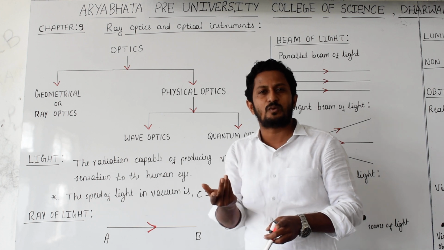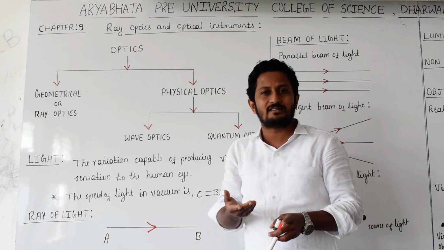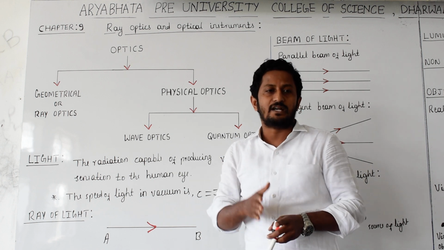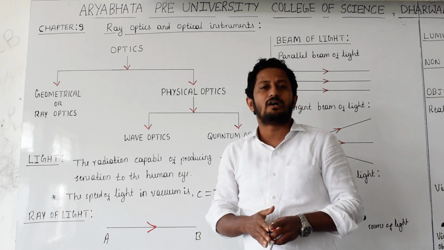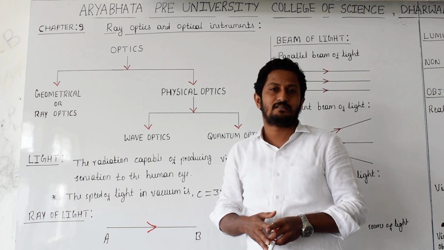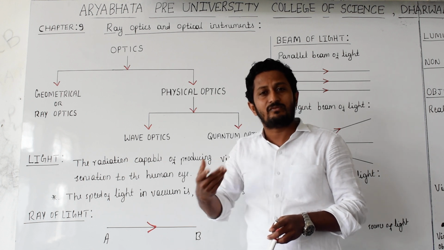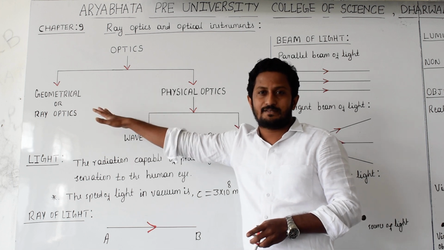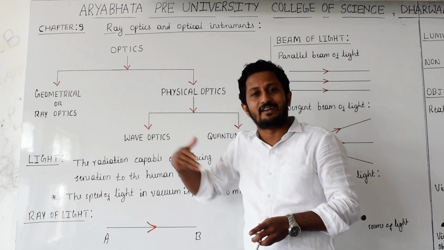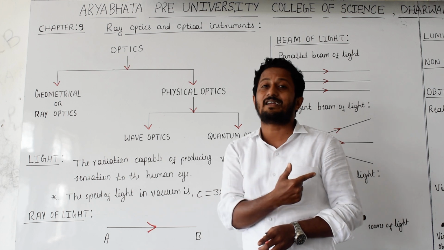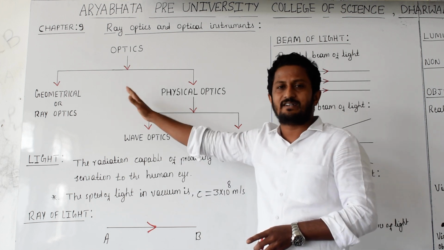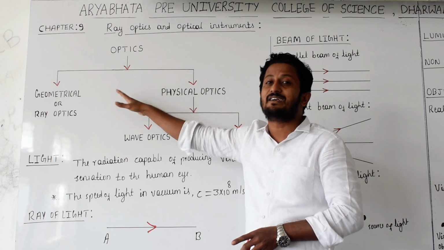Ray concept means what? We are going to treat light as a ray. I mean, it is moving along a straight line path. That's why we call it ray optics. Means in that branch we are treating light as a ray. We'll discuss it later in detail.